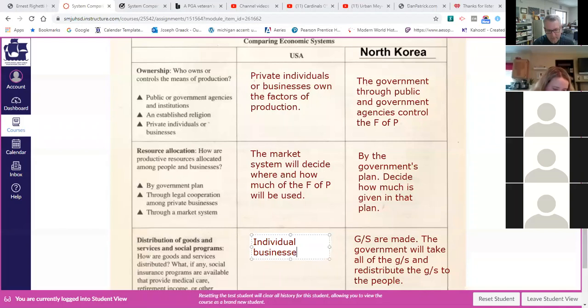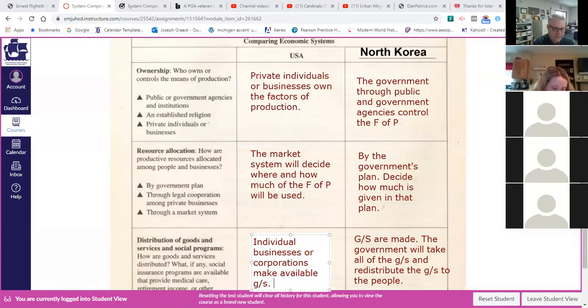or corporations, and we'll talk about those later in the semester, what's the difference between that. Individual businesses or corporations are the ones that basically sell or make available, right, finished goods and services.